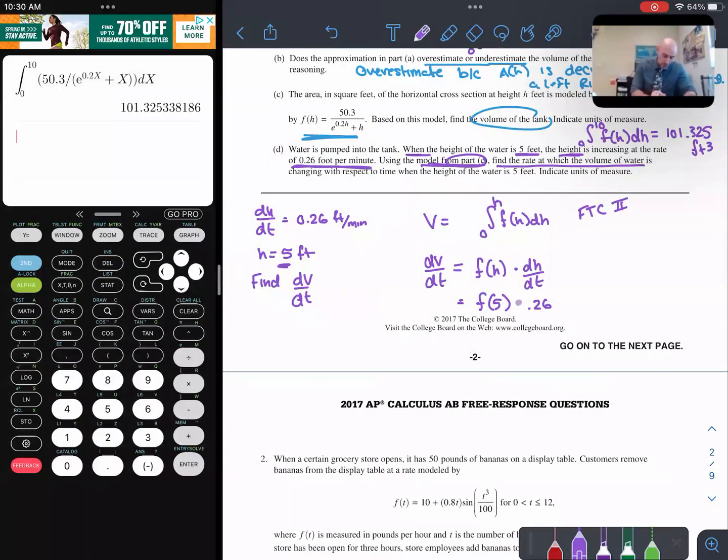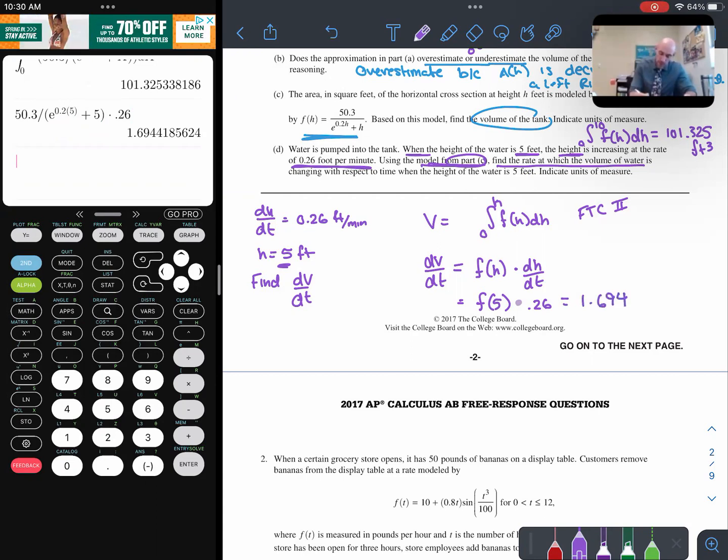All right, so I'm going to do 50.3 divided by parentheses e to the 0.2 times 5 plus 5. And then I'm going to do times 0.26. And that gives us our rate of 1.694. And this would be dV. dV is in cubic feet over time. Time is measured in minutes.